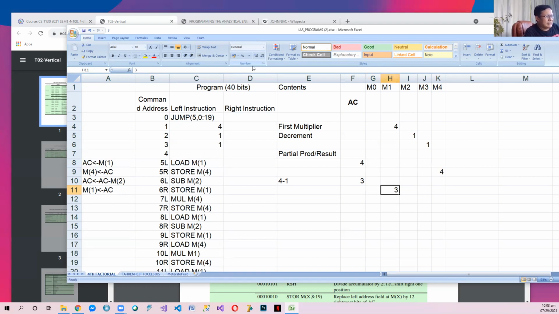So we store M1. This is our next multiplier. We will compute the next partial product, mul M4. What do we mean by this? AC receives whatever it has, no? So now you see the concept of the accumulator. It is being used as input and output at the same time. Times M of 4.